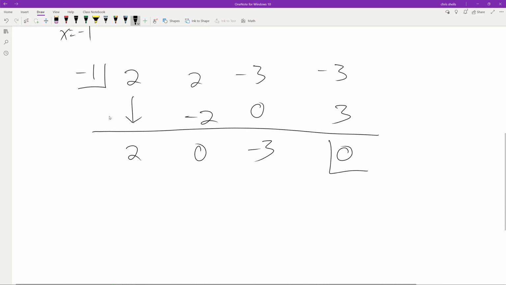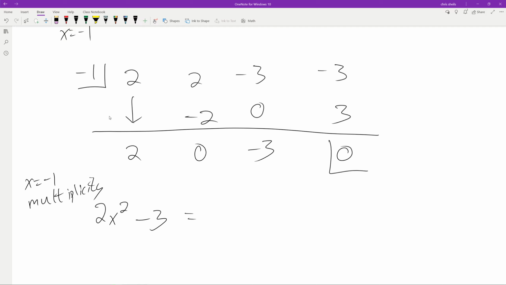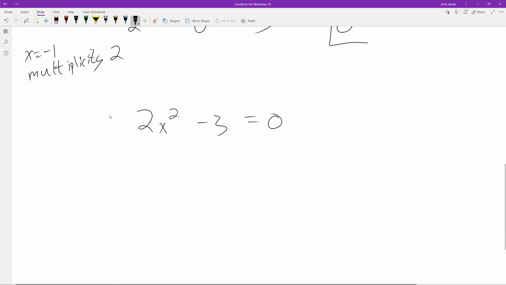I think, though, that this root is only going to occur twice, because what we have left here is 2x squared minus 3. I can actually find the last two roots now easily. So I know that x equals negative 1 with multiplicity 2 is, in fact, a root, right? I can take this quotient from my synthetic division and set it equal to 0 and find these remaining two roots.